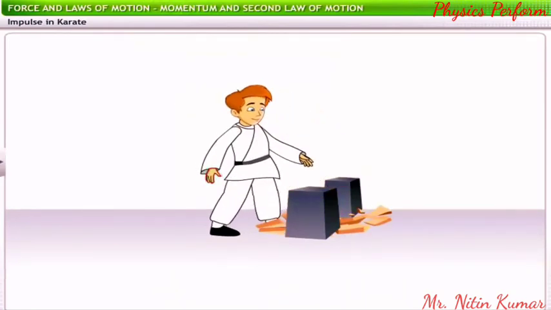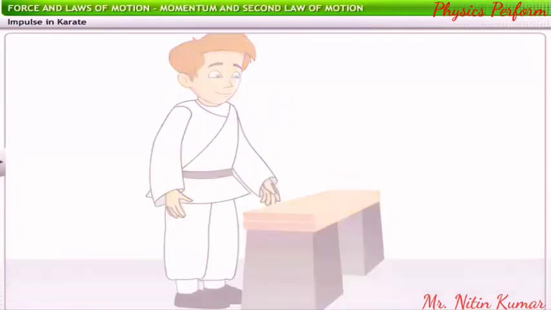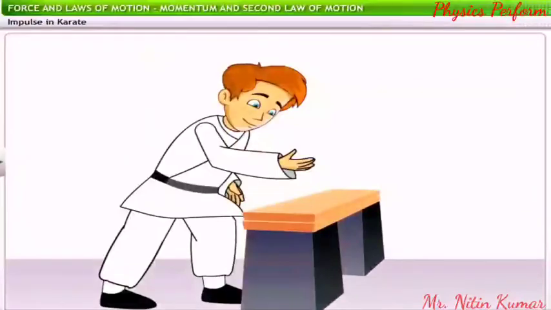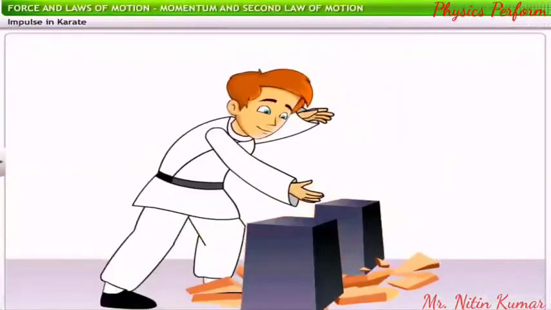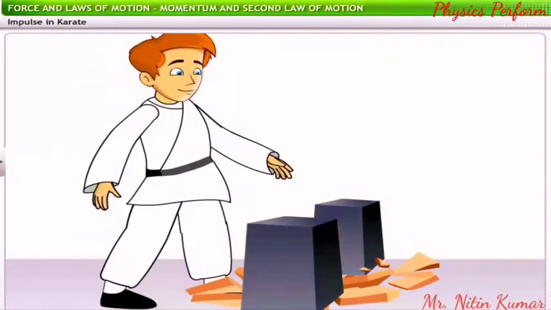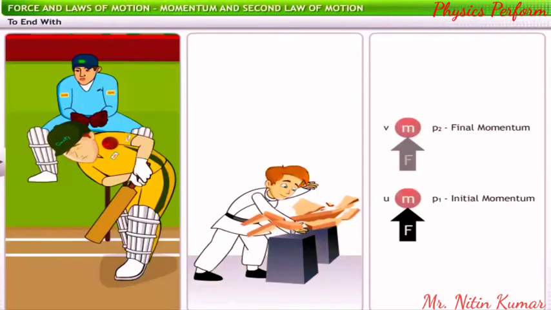In karate, a man can break a brick with his bare hands, even though the mass of his hand is small. The high acceleration of the strike provides enough force of high magnitude to his hand to break the bricks. This large force acts on the brick for a short duration, making an impulse. This impulse helps to break the bricks.